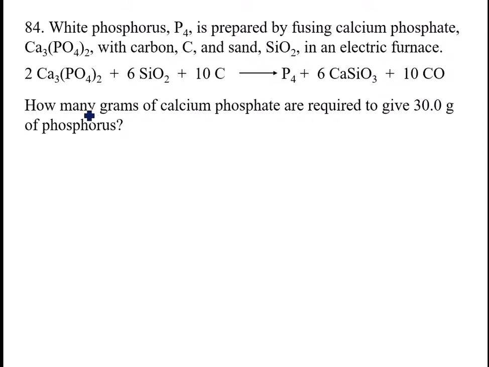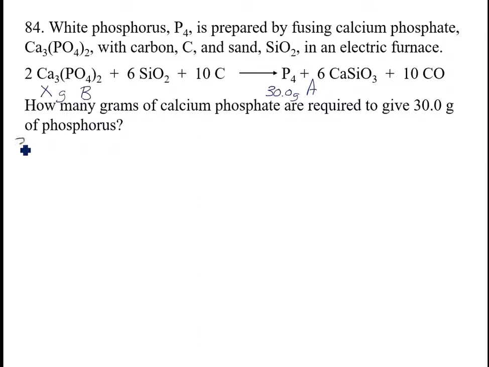So the question says, how many grams of calcium phosphate? So this is my B right here, this is what they want to know. X grams of B is required to give 30 grams of phosphorus. So this 30 grams here is A. The one they give you the mass of is A. The one you're seeking is B. So I'm going to do the same. In order to do this, I need molar masses. First of all, let me write out the information.